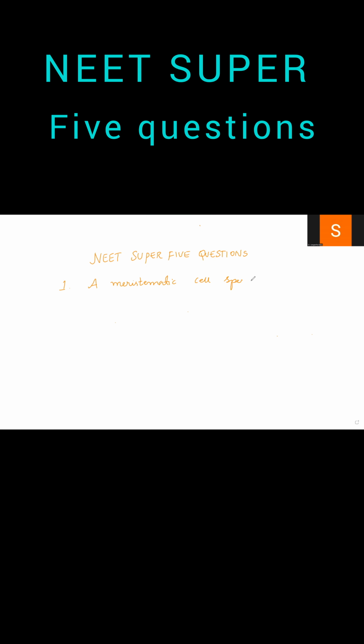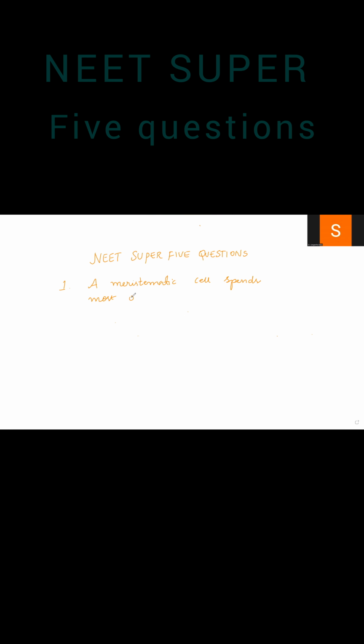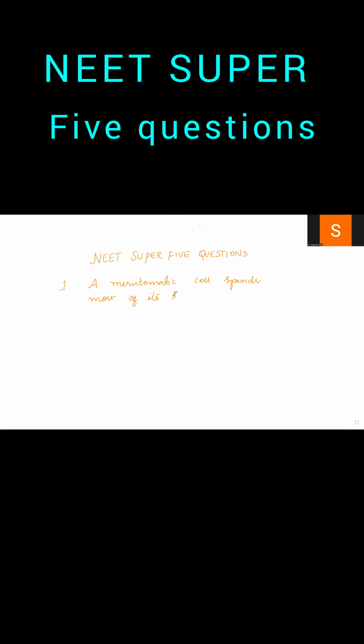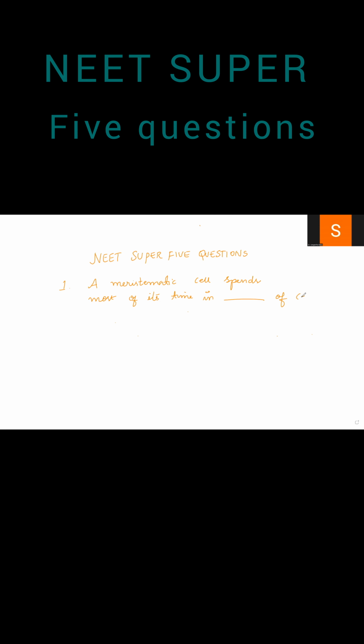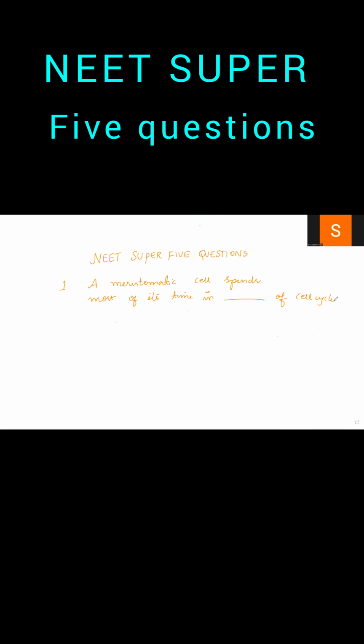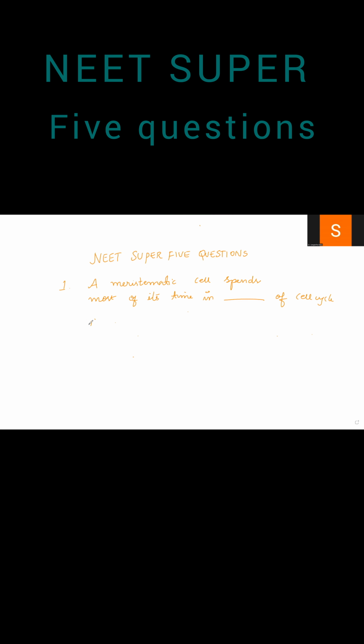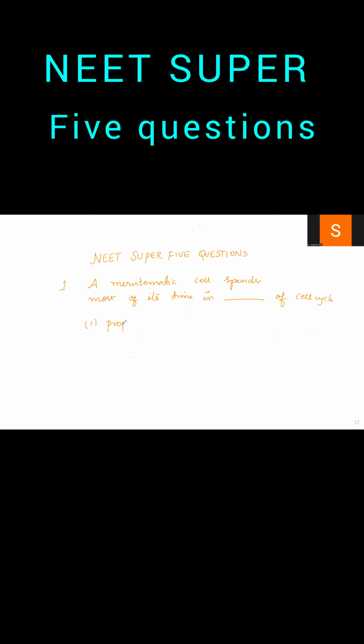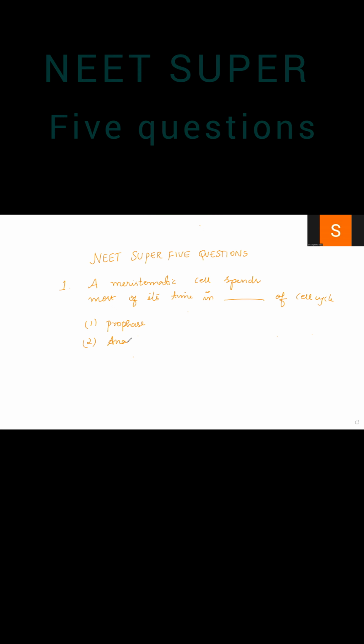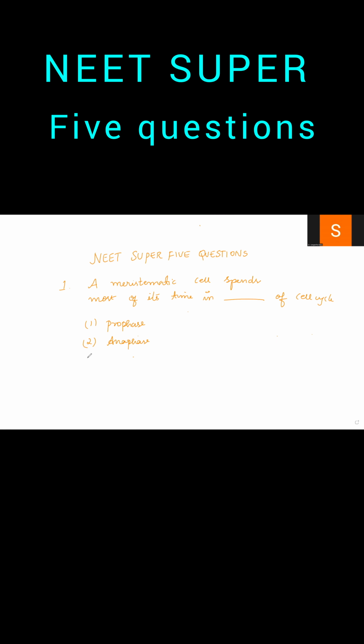So the first question we see is: a meristematic cell spends most of its time in dash of the cell cycle. The options given are prophase, anaphase, telophase, and interphase.